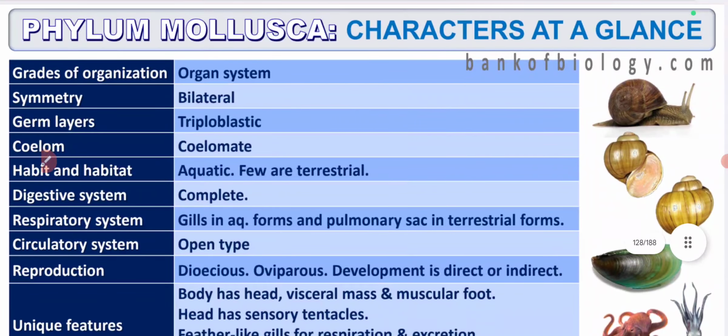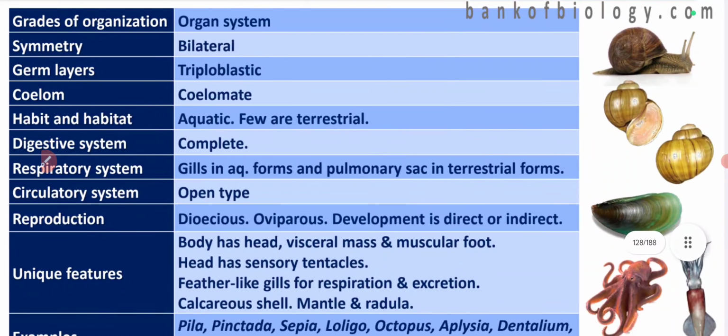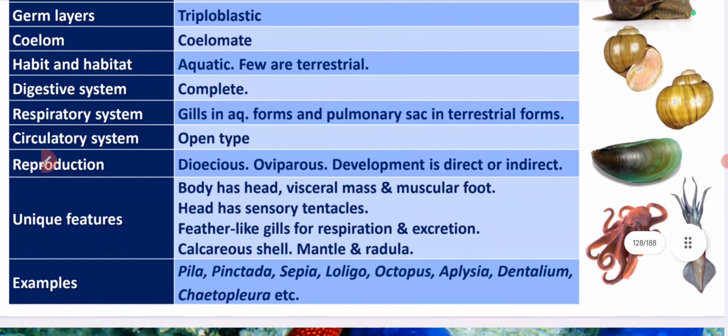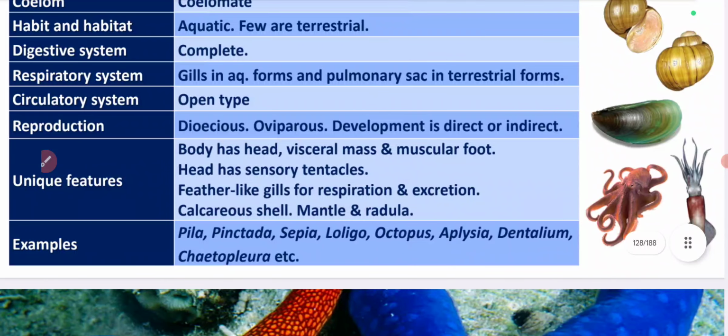And here the characters at a glance: organ system level of organization, bilaterally symmetrical, triploblastic germ layer, coelomate animals, aquatic and terrestrial, complete digestive system, respiration by gills in aquatic forms and pulmonary sac in terrestrial forms, circulation of open type, reproduction dioecious, oviparous, development is direct or indirect.